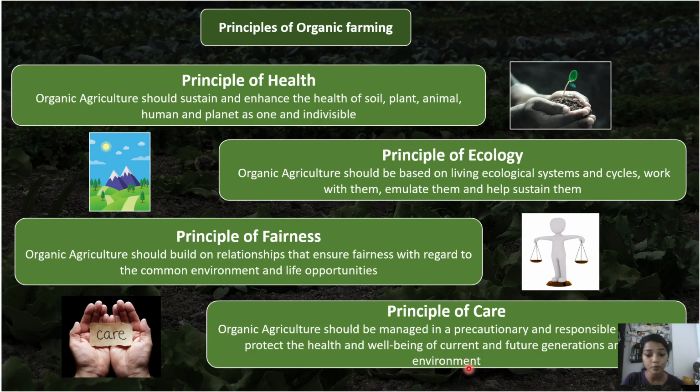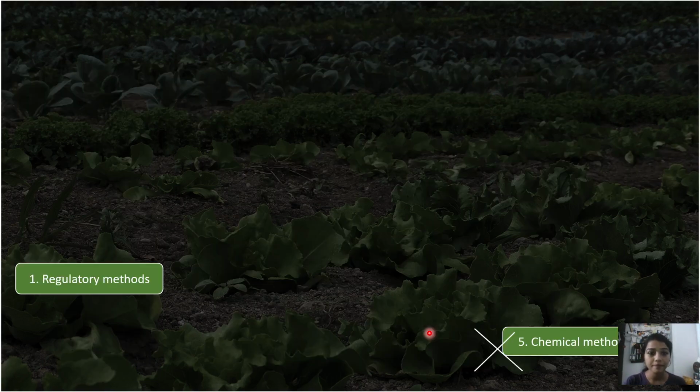We should try to bring this change by walking along with the ecological systems, taking care of them, and giving produce that becomes helpful to the current and future generations and takes care of their health. And like this, the future generations will keep on flourishing in the presence of a good environment, right? So these are the 4 principles of organic farming.